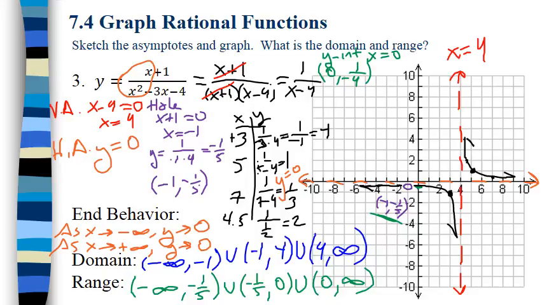You need to make sure that you check both holes and asymptotes when you are doing domain and range. You may have 3, 4, or 5 intervals for domain and range, so you need to keep an eye out for that.